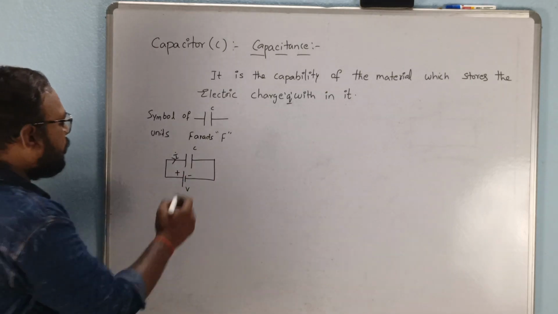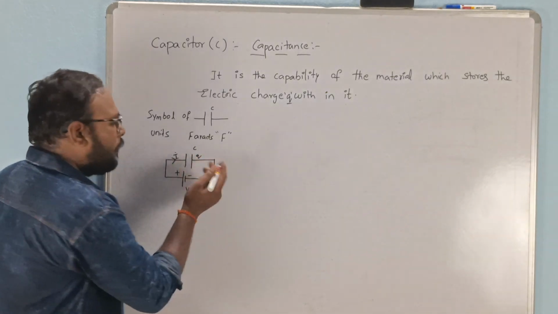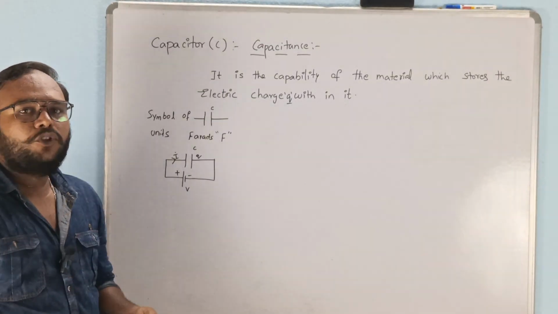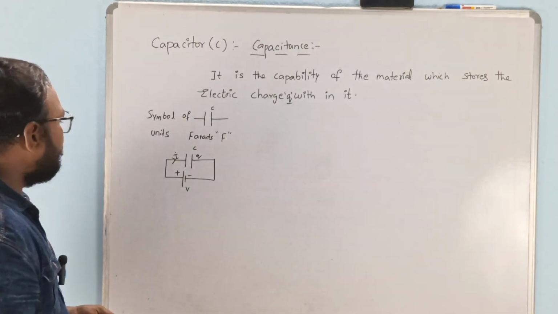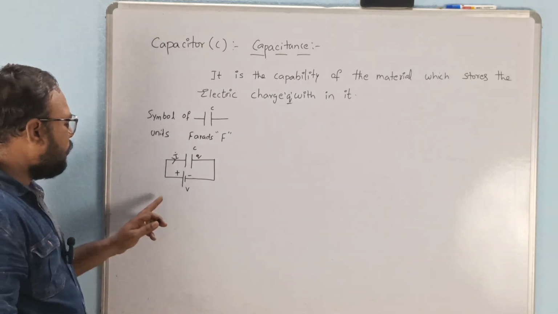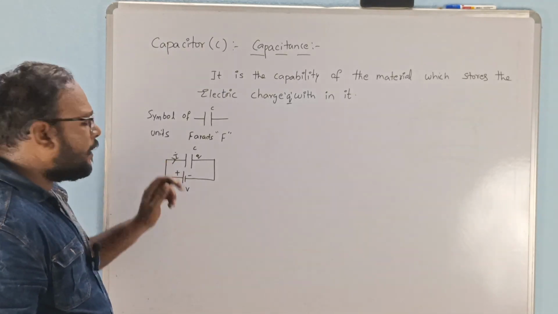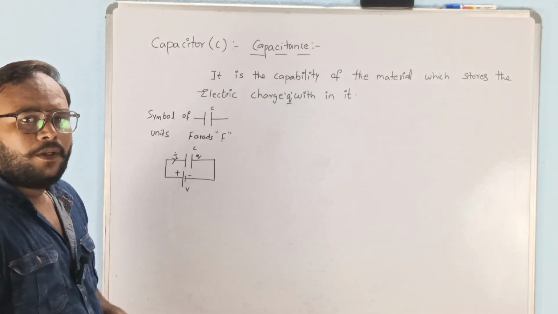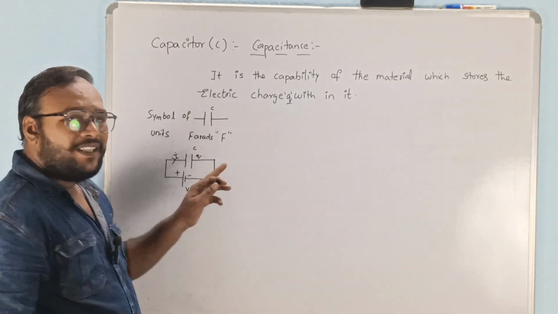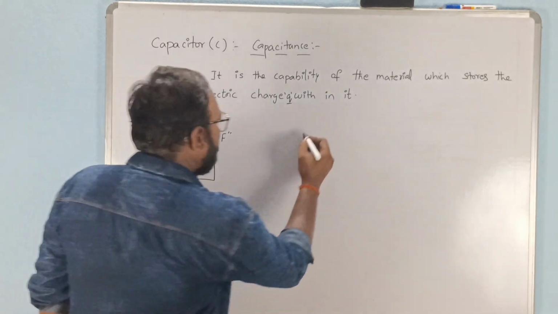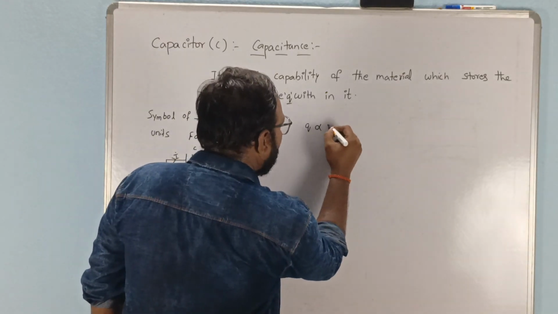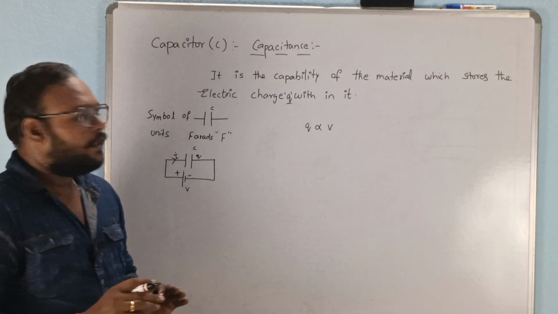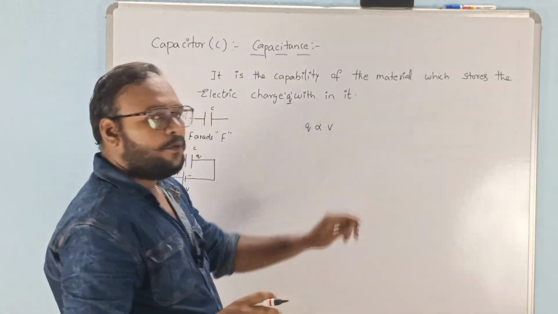Now definitely the charge should be stored on the two plates of the capacitor. Here the charge is negative charge, electrons, sorry. Now this voltage is connected to the circuit, and current will flow through it. The charge Q stored in the capacitor is directly proportional to the voltage applied across the circuit. Is it right? Q is directly proportional to V.